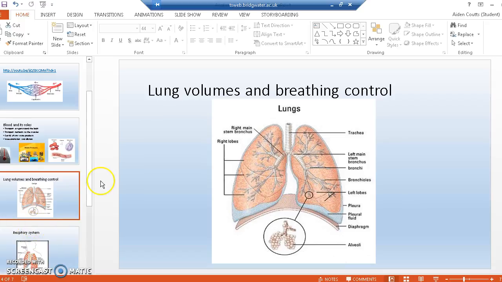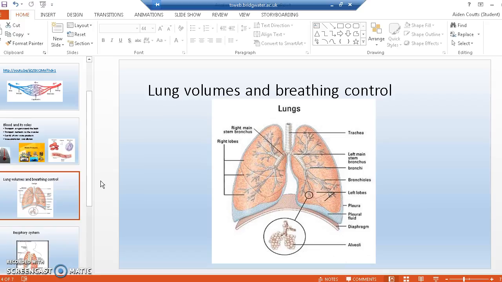Lung volumes and breathing control. So we'll start with the mouth, also known as the nasal cavity. The function of this system is to warm, filter, and moisten the incoming air. This is the start of the process. It goes in through here and down through the lungs eventually.